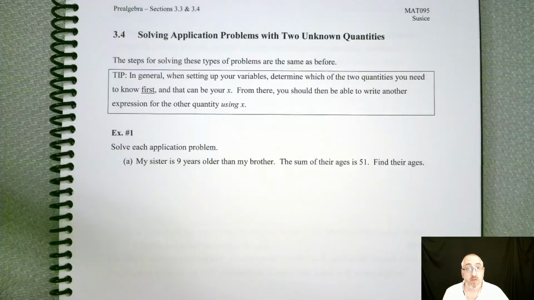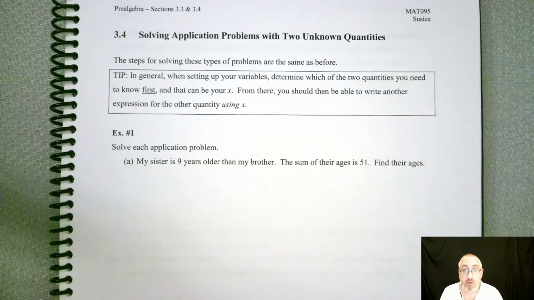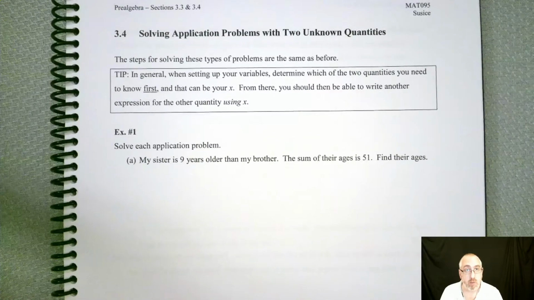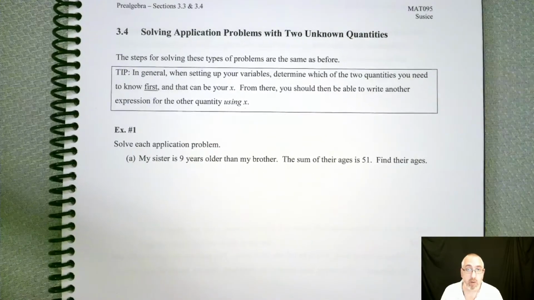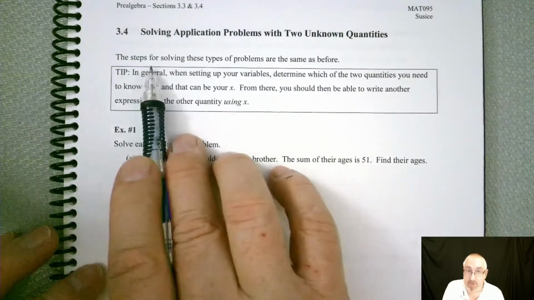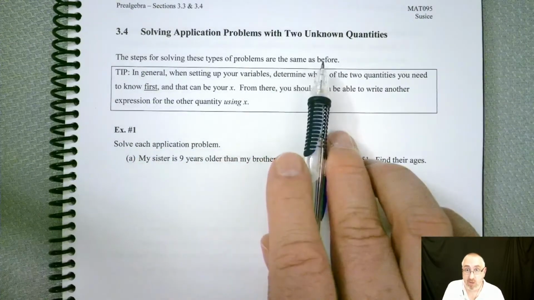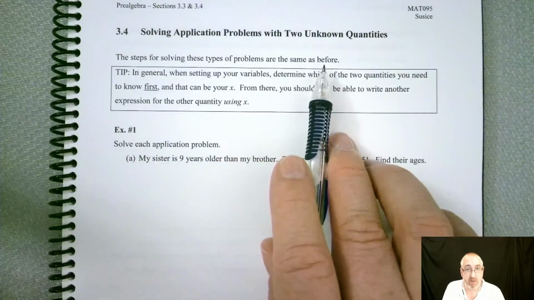So the last section for this unit gets into solving application problems with two unknown quantities. We had looked at just one unknown in the previous section. So now there's a lot of similarities. The steps are going to be exactly the same. You don't have any new steps. There's still those 6 steps from the previous section.